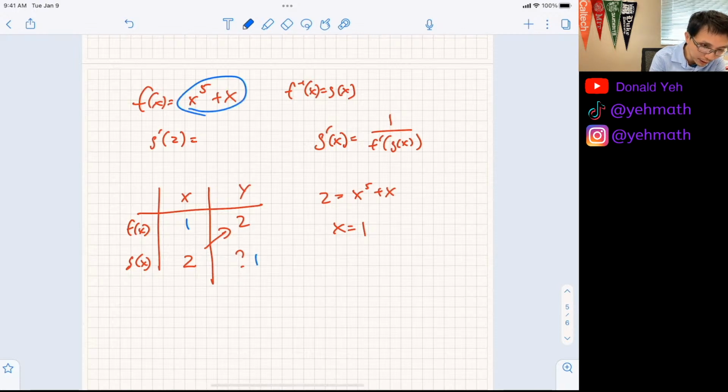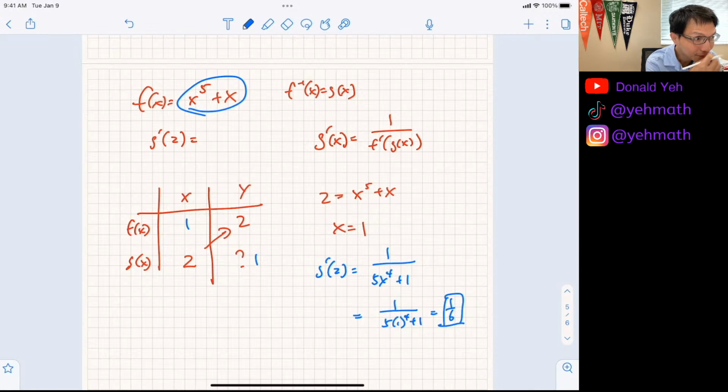So what you're going to do is take a derivative of this. So what's the derivative of this? The derivative is going to be 5x to the 4th plus 1, and you're going to plug in 1. So it's going to be 5 times 1 to the 4th plus 1. So it's 1/6. That worked. Very good.